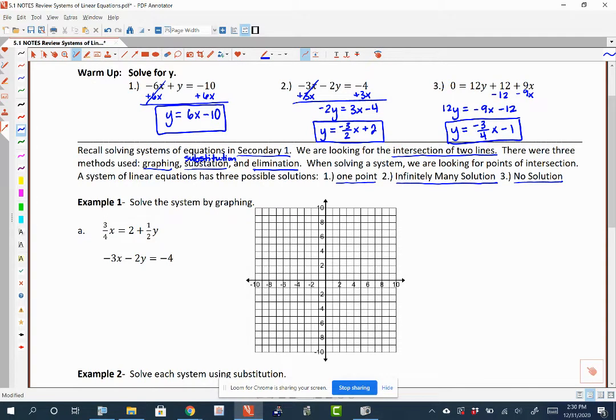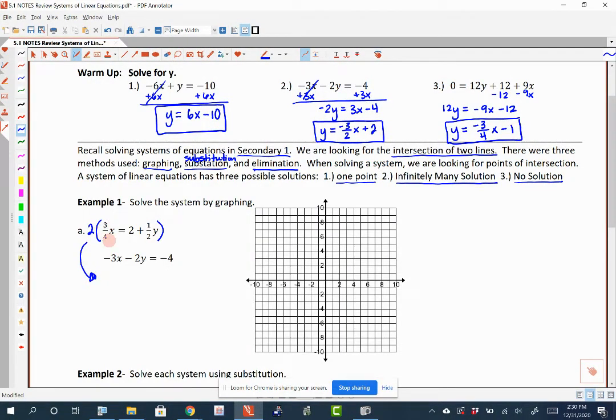So example 1 says to solve the system by graphing. So the first thing I want to do in any problem that involves graphing lines would be to put it in slope-intercept form. So I'm going to think about this first equation, finding my y, and I notice that my coefficient is 1/2, and I would prefer to just get rid of that fraction right now. So I'm going to multiply that whole equation by 2. I'm going to put it down here where there's a little more room.